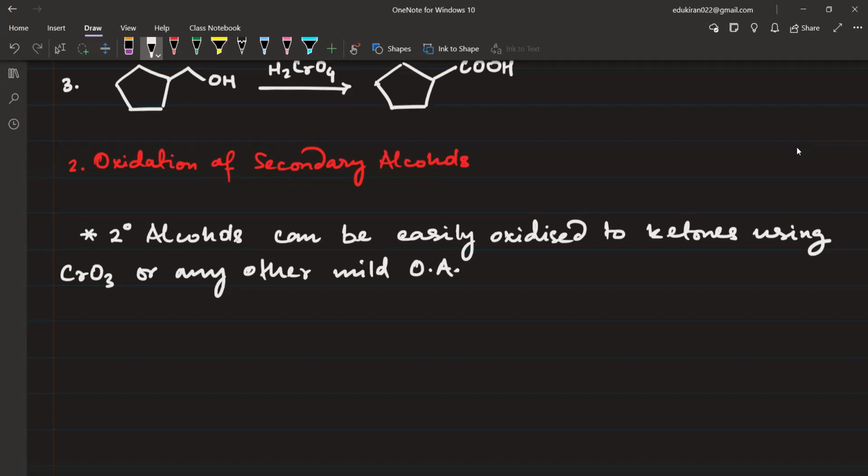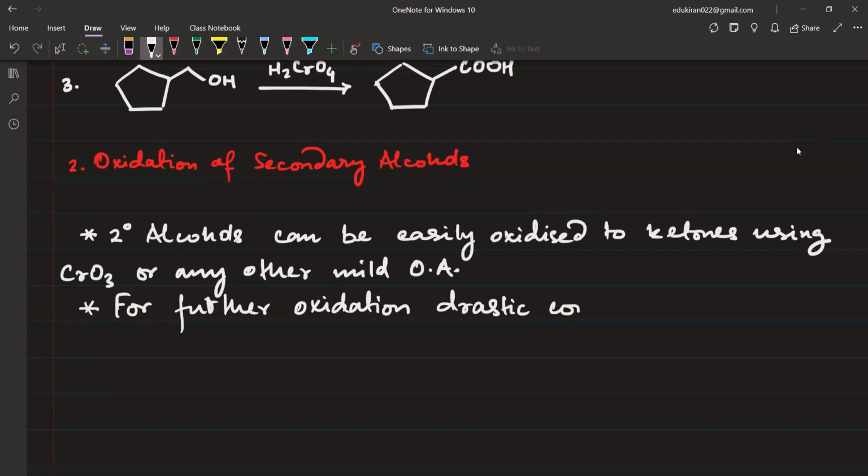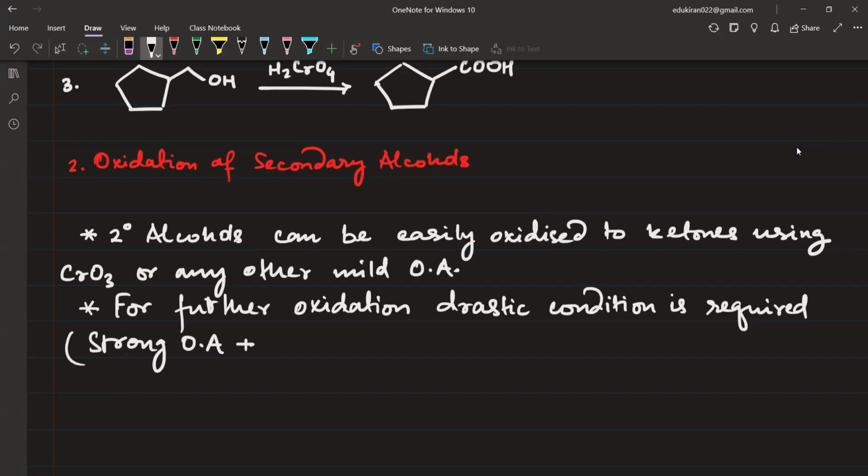If you want to further oxidize it, please write for further oxidation, drastic condition is required. What is the meaning of drastic condition? It means strong oxidizing agent plus high temperature.